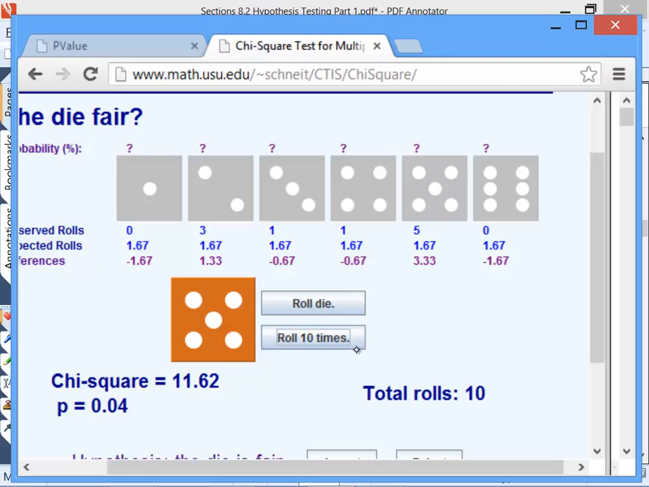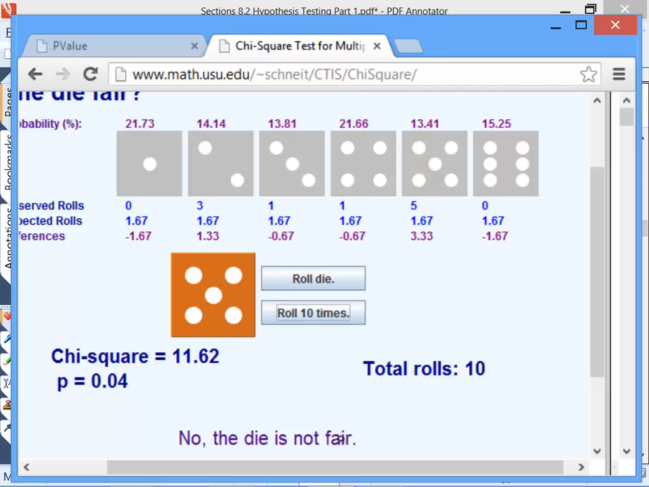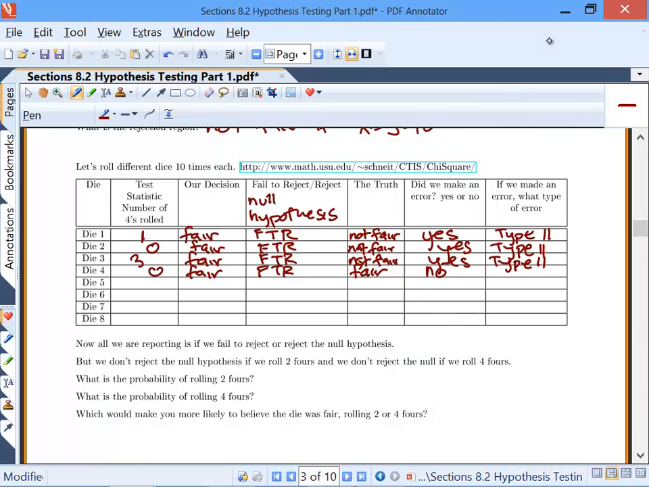Let's see. This time I have 1 4. Okay. So what are you going to decide for 1 4? Fair. And we will accept our null hypothesis that the die is fair. And the die was not fair. So 1, we thought it was fair. We failed to reject. And it was not fair. Okay. So we made an error. What type? Type 2.